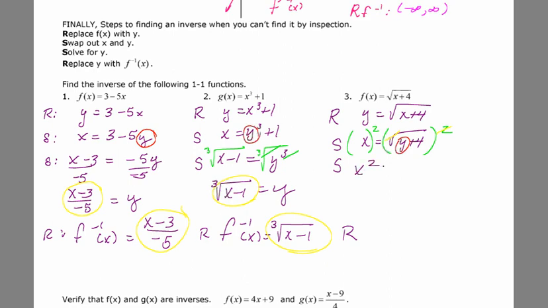So I'll have an x squared equal y plus 4. The radical disappears when we square that square root. Now let's finish up by subtracting 4, and that last step gives us our inverse. x squared minus 4, and let's just now call it that. f inverse of x is equal to x squared minus 4.